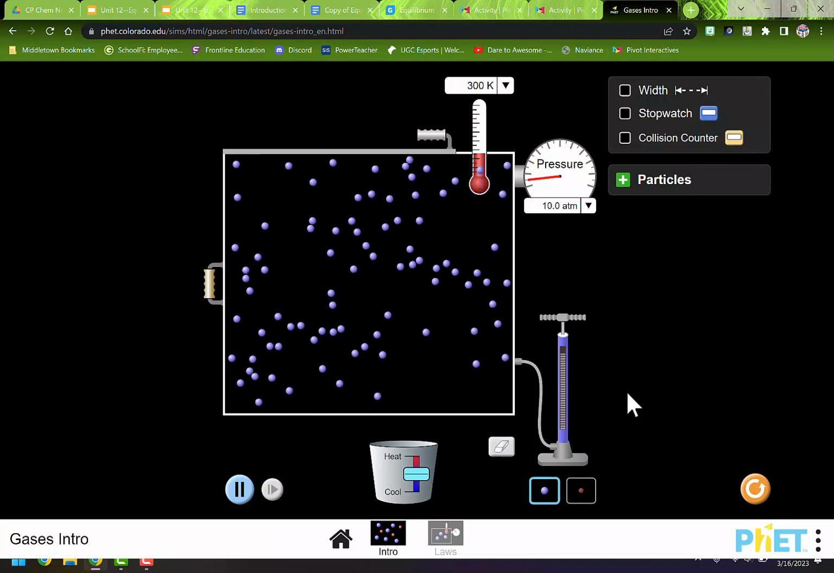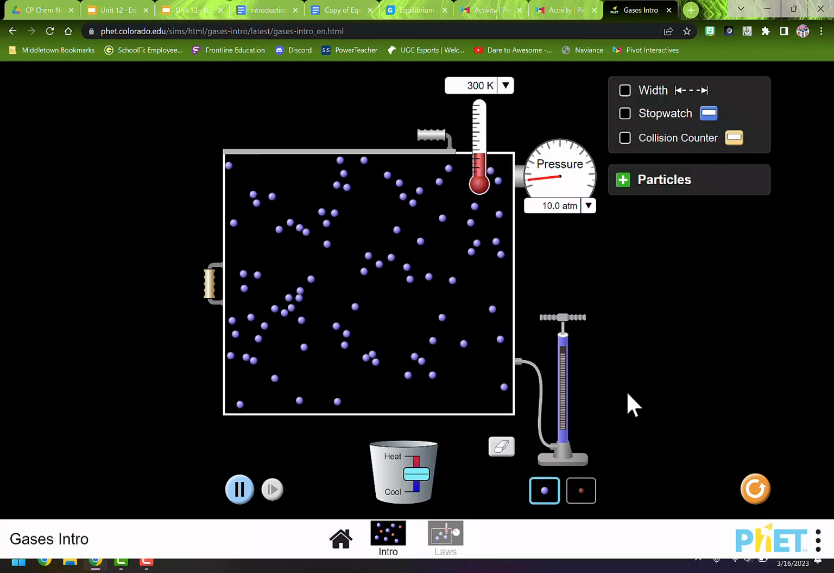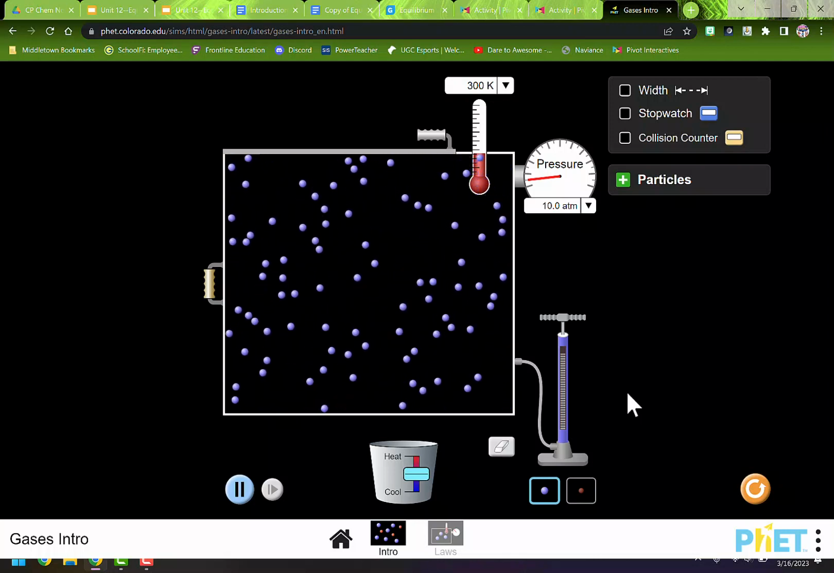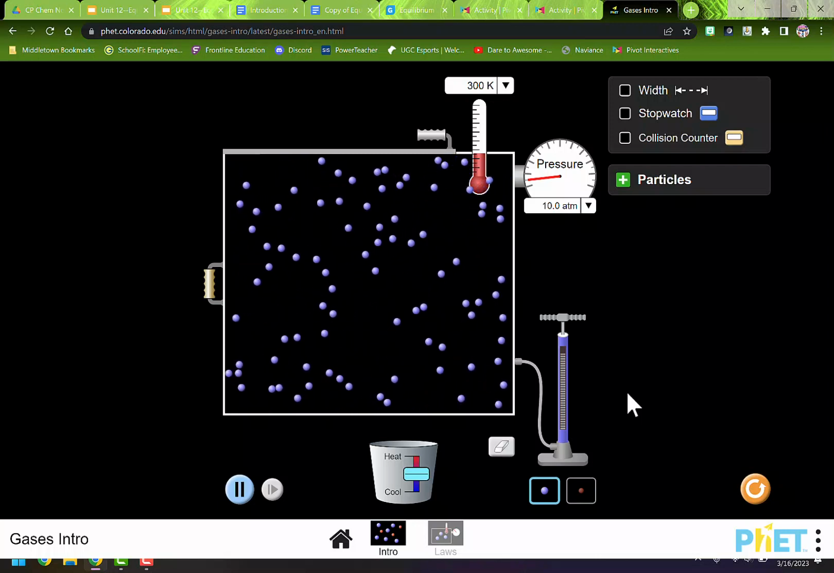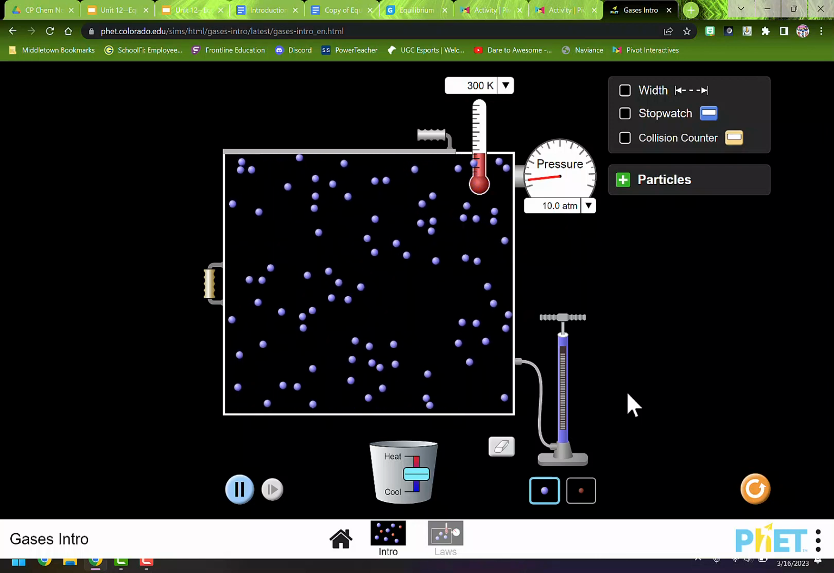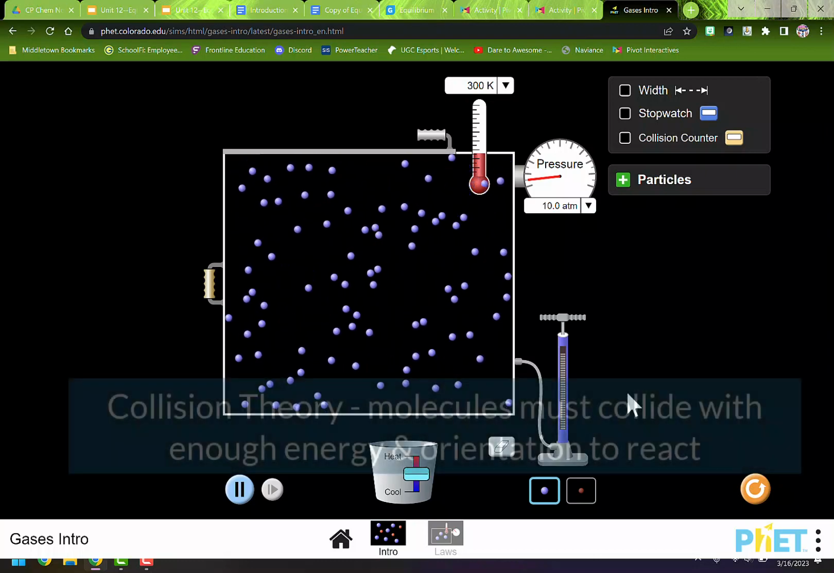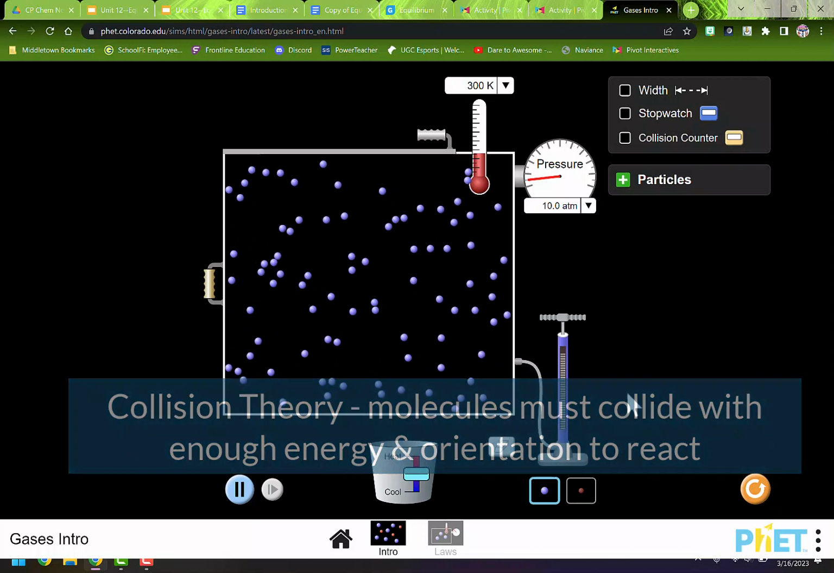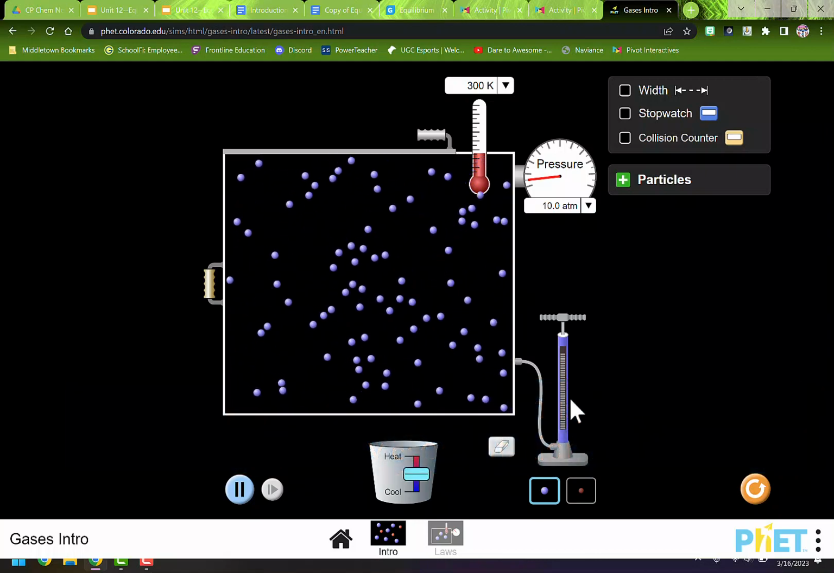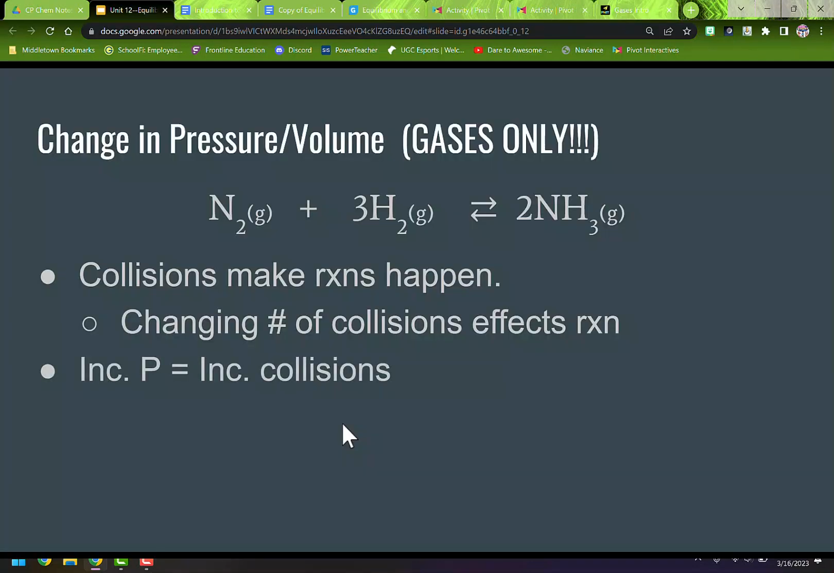So you can see every time these two things bump, there's going to be a reaction. That's what we're going to assume. So notice that molecules are moving around and they have to bump into each other. This is what's called collision theory. Collision theory means that molecules must collide in order to react. Now, we can alter how that happens. Okay, so let's run through and then I'll show you through the examples.